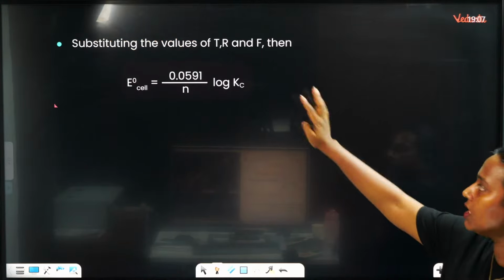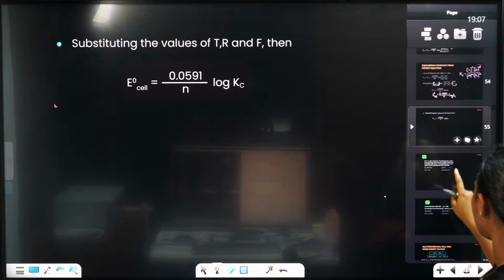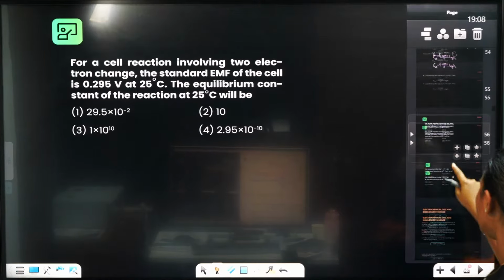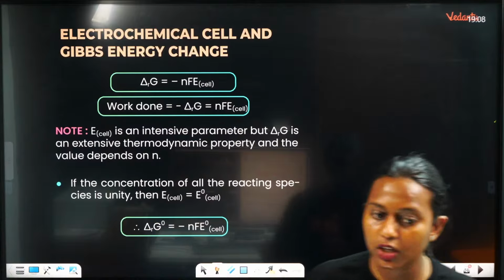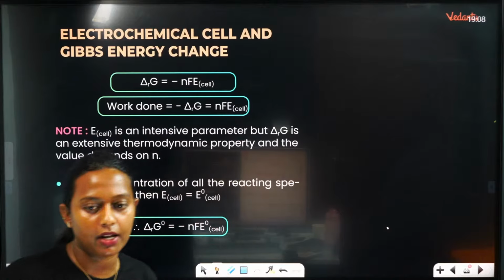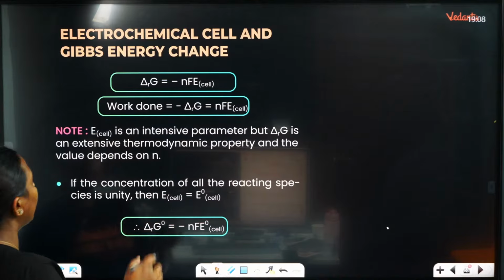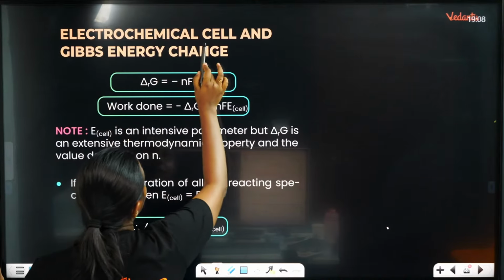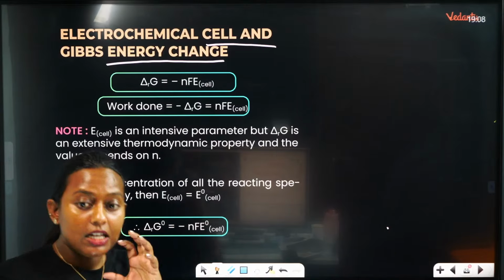So when you substitute this, you will get this value. I have already written it there, and all the questions are here. So when you are free, try the questions. Try all the questions today. Okay, so next is electrochemical cell and Gibbs free energy.